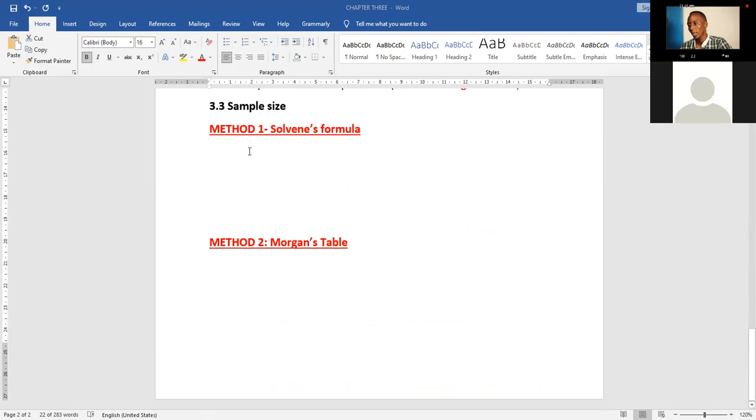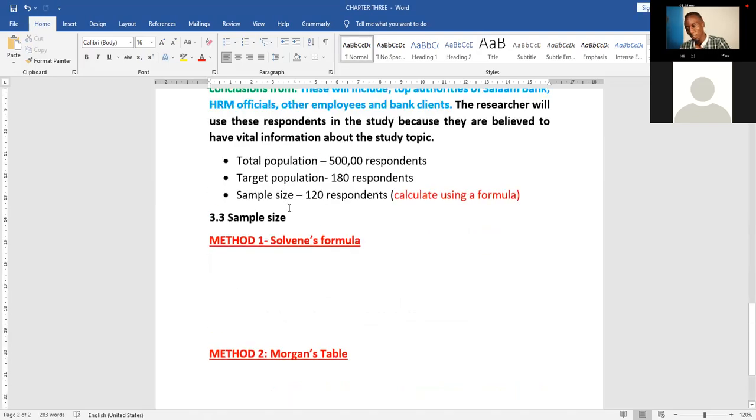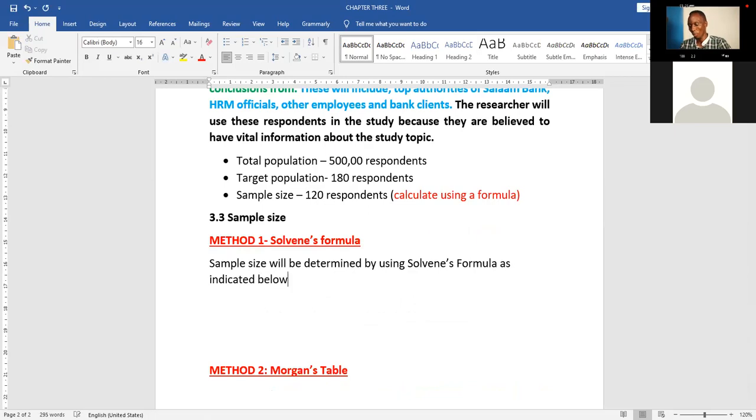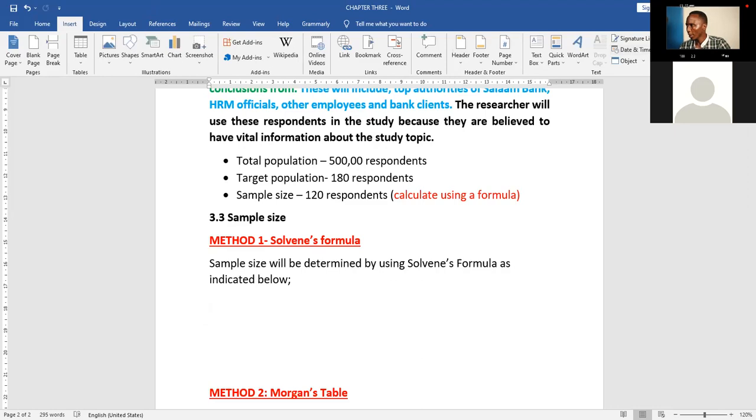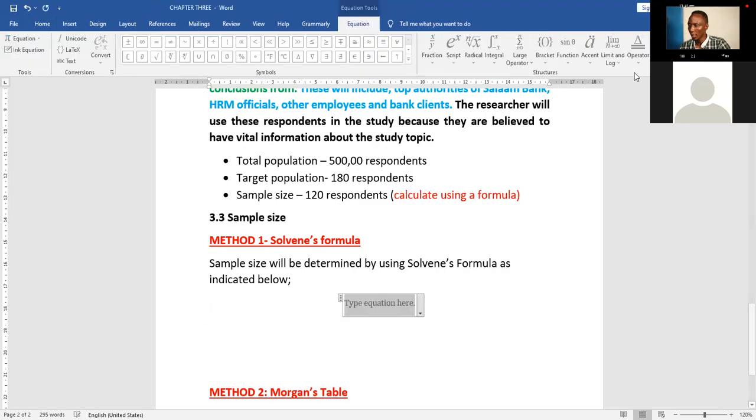So let us go to sample size, where we don't apply that structure. And then we're going to say that sample size will be determined by using Solven's formula as indicated below. And then after that, we are going to indicate the formula. We are going to say that the formula states that, and we indicate this formula.